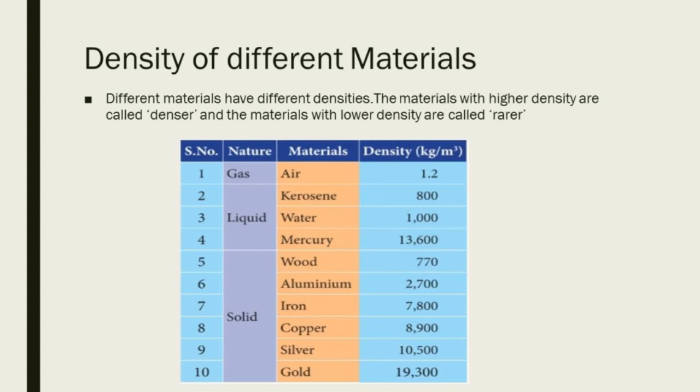Next, mercury 13,600. Wood 770. Aluminium 2700. Iron 7800. What is its form? It's a solid. Copper 8,900. For silver 10,500. For gold 19,300 kilogram per meters cube.